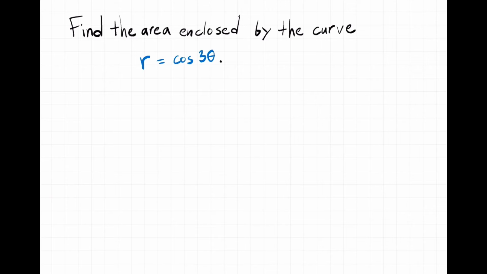Here's an example of finding the area of a region given in polar coordinates. Let's find the area enclosed by the curve r equals cosine 3 theta.